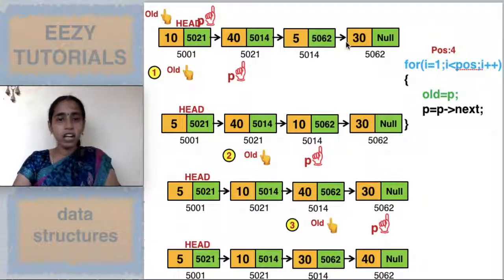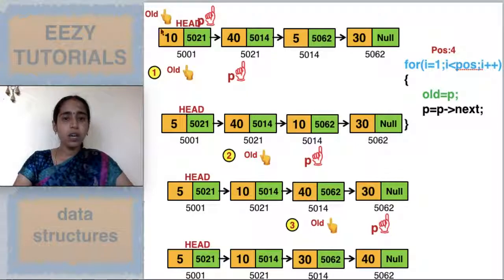So one by one only I will be able to traverse. Initially old and p are present in the head position. At the first iteration, I am keeping the old in the first position itself. P alone I am moving to the next position. This is the task which I am going to repeatedly do: p alone I will be moving to the next position.